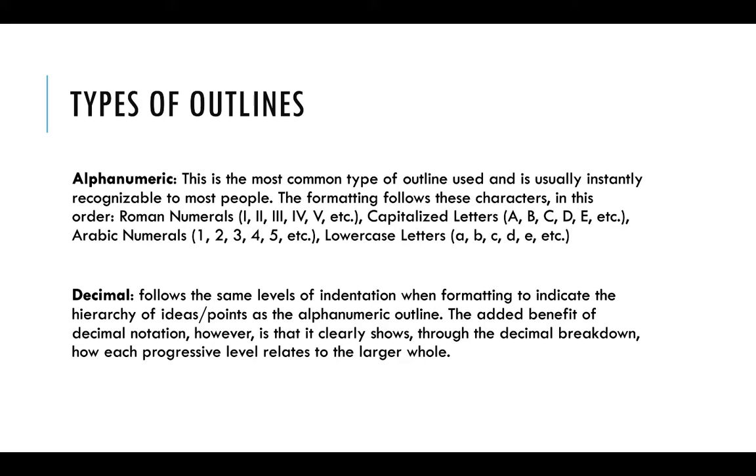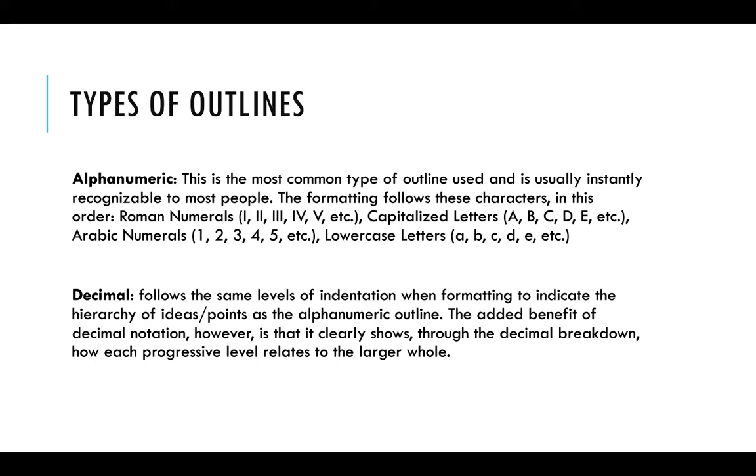But usually what they go for is this alphanumeric, where you have the Roman numerals, and then subtopics underneath that are capitalized letters, and then subtopics underneath those are Arabic numerals, just the 1, 2, 3, 4 you're used to, and then subtopics underneath that are lowercase letters.